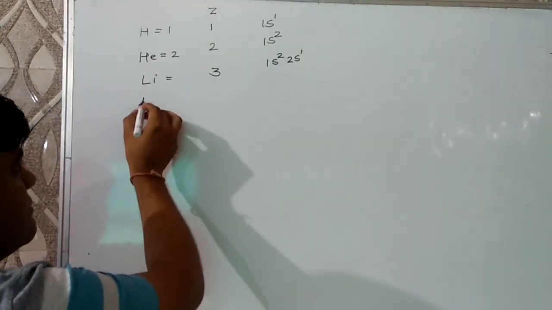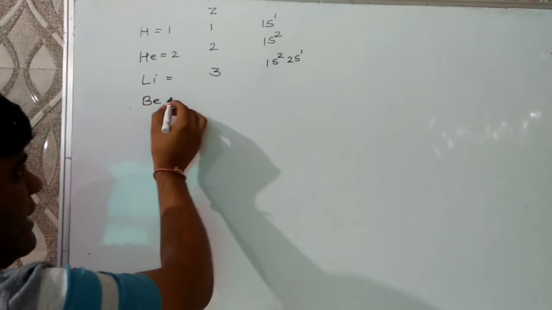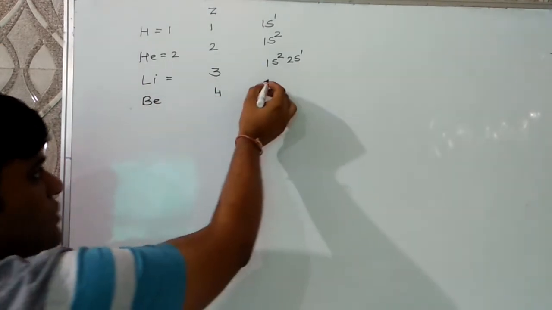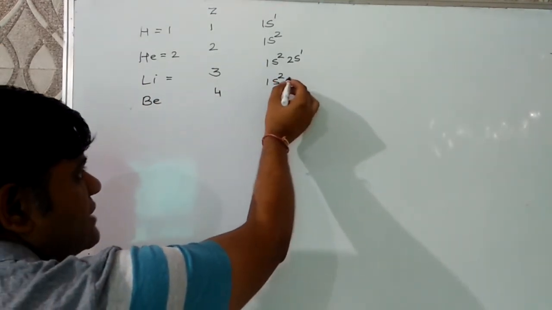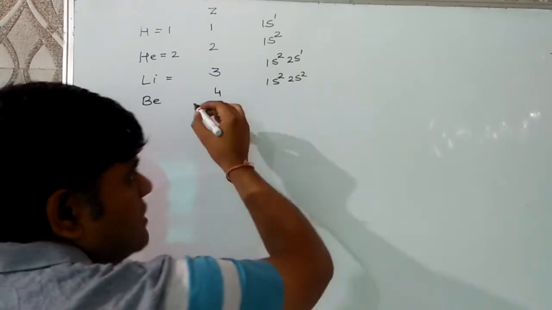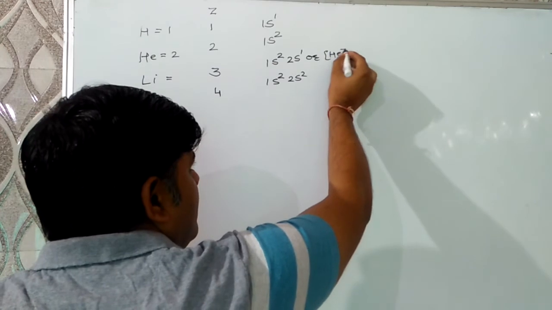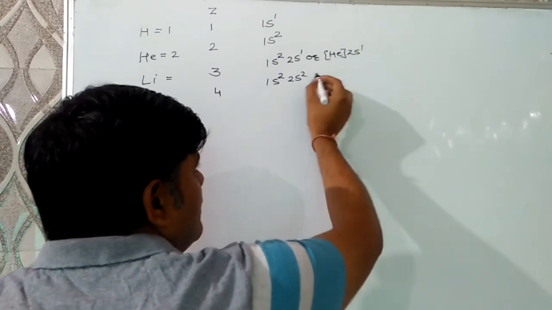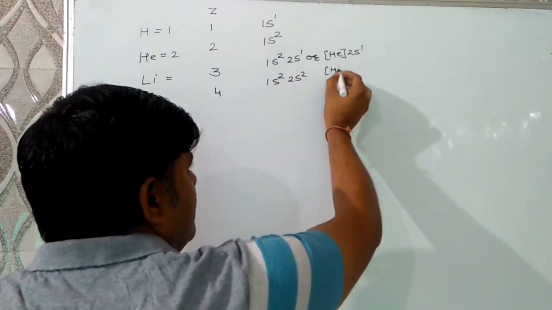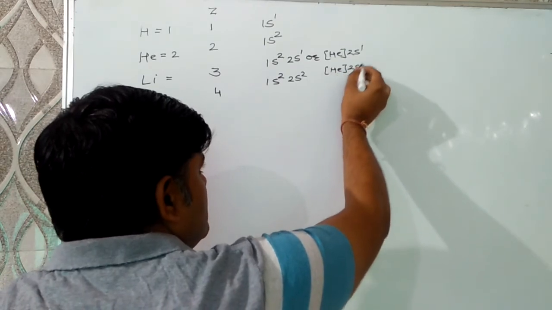Next one is beryllium. Atomic number 4. So configuration will be 1s2, 2s2. We can use the noble gas core also with them. For lithium it will be helium, 2s1. For beryllium it will be helium, 2s2.